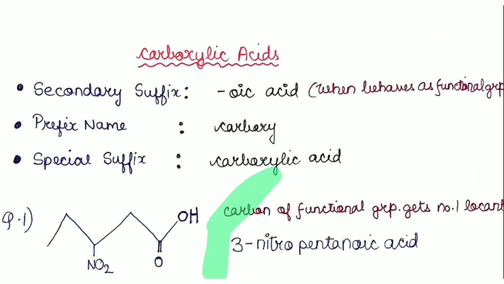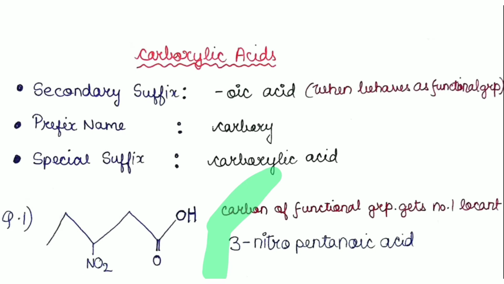Now let's see how we name the carboxylic acid when it is used as a functional group. What is the secondary suffix that we are using? That is oic acid, OIC, oic acid, for when the carboxylic acid behaves as a functional group. The suffix means that you will add it to the name after the hydrocarbon, and prefix means that you will add this carboxy to the name before the name of the hydrocarbon. Prefix is before and suffix is after.